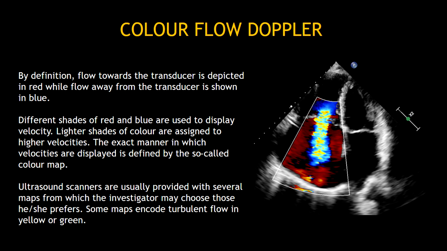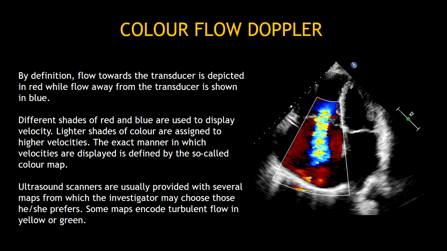By definition, flow towards the transducer is shown in red, while flow away from the transducer is shown in blue. Different shades of red and blue are used to display velocity. Lighter shades of color are assigned to higher velocities. The exact manner in which velocities are displayed is defined by the so-called color map.